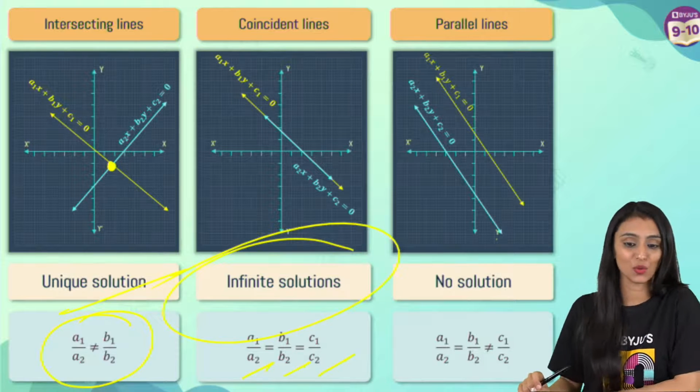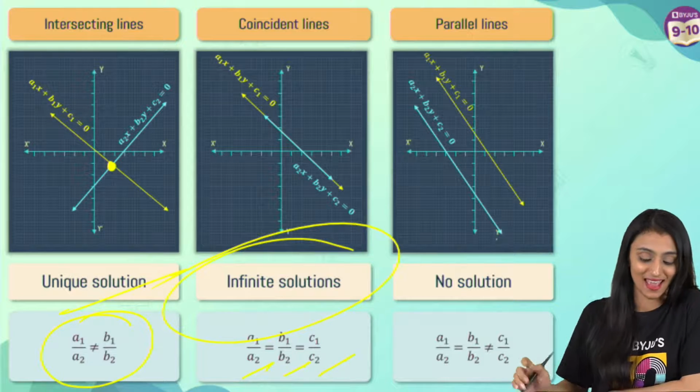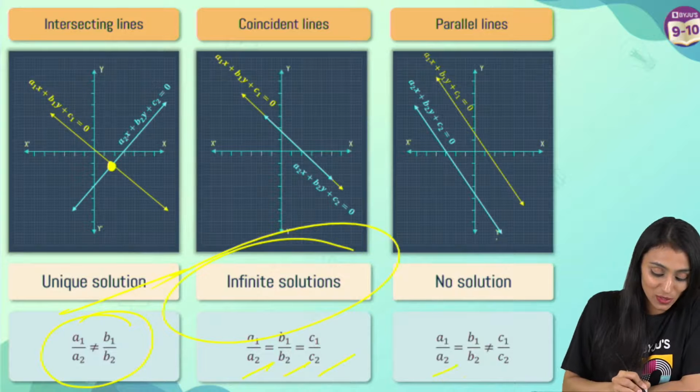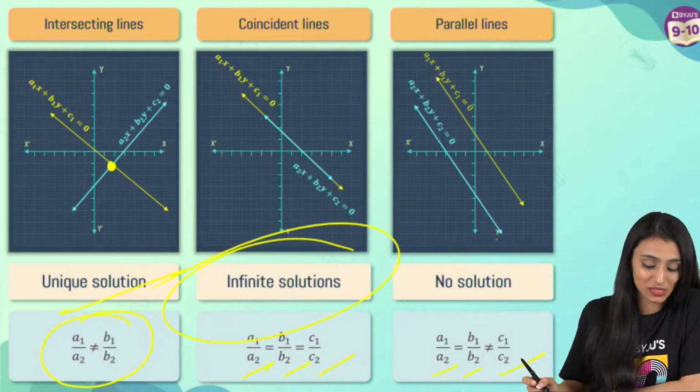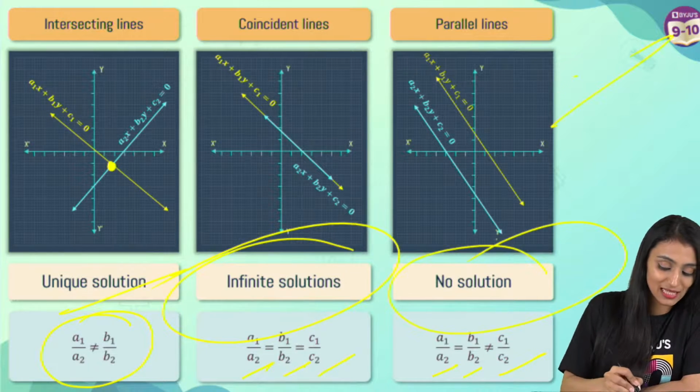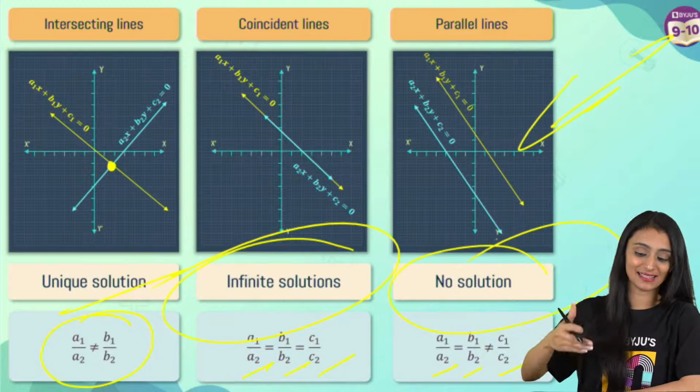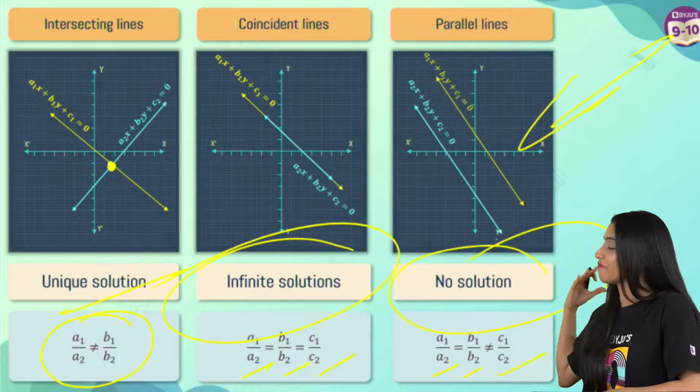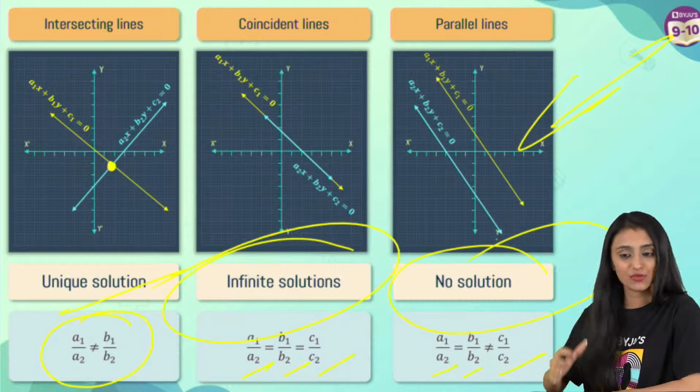Yes, comparing the ratios of coefficients. If a1 by a2 is equal to b1 by b2, not equal to c1 by c2, then they have no solution. Lines are going to be parallel in that case. Simple one. Trust me, it's a very important chapter, very interesting.